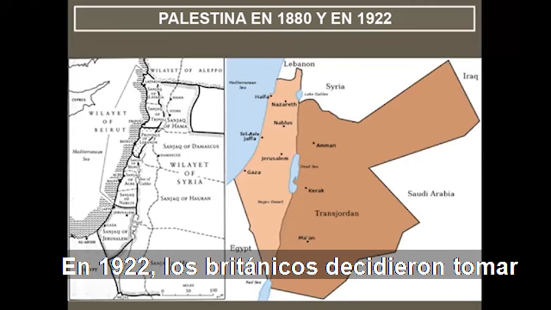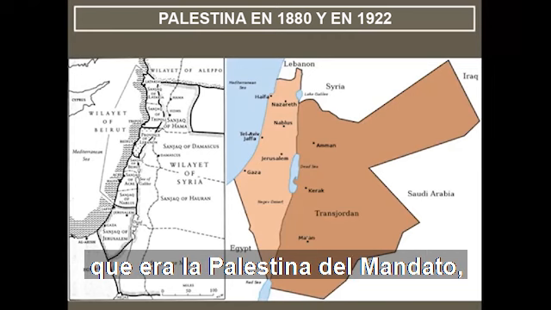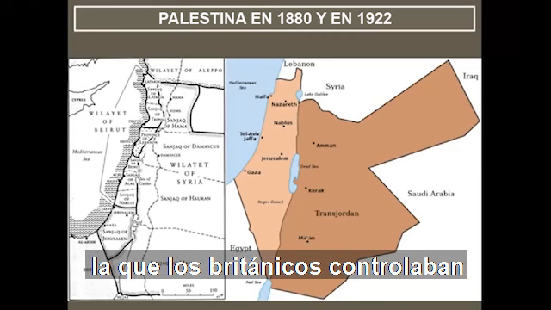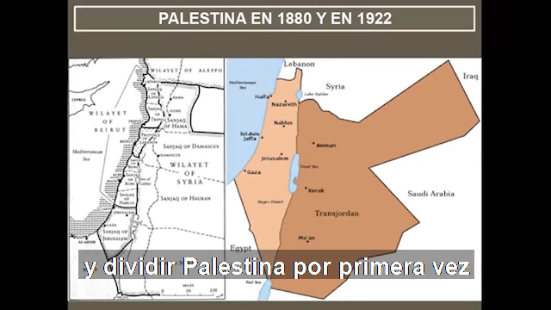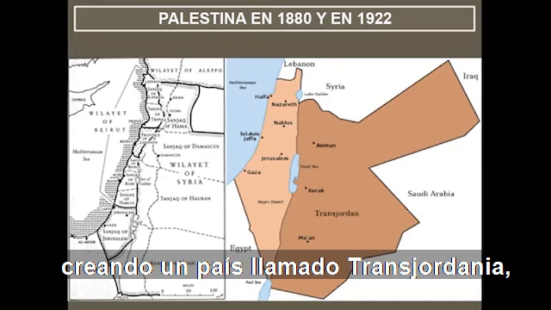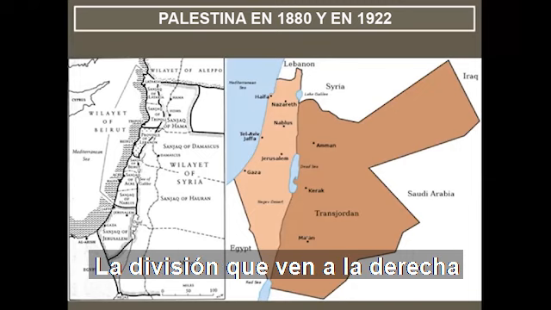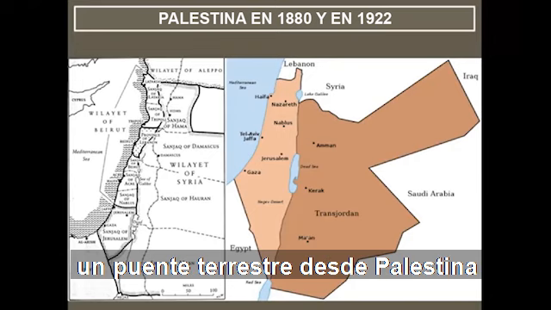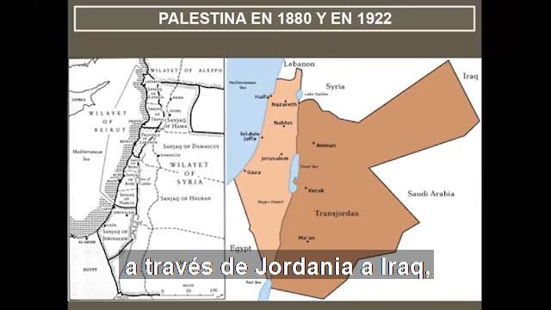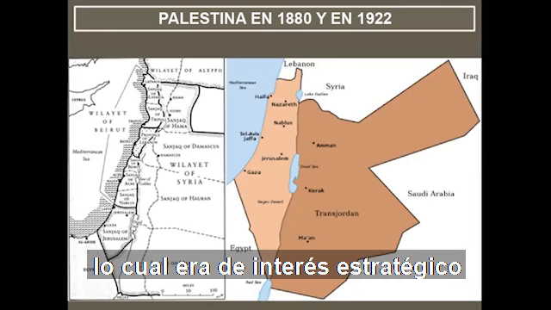In 1922, the British decided to take the area to the left, which was mandated Palestine, which the British controlled from after World War I. And the British decided to partition Palestine for the first time by creating a country called Transjordan. And that's the area to the right. And the border on the right was arbitrarily drawn to Iraq so the British could have a land bridge from Palestine through Jordan to Iraq that would connect Palestine ultimately to the Suez Canal, which was Britain's strategic interest.